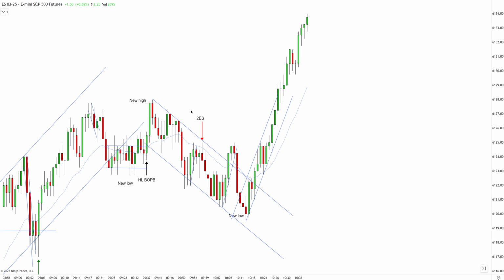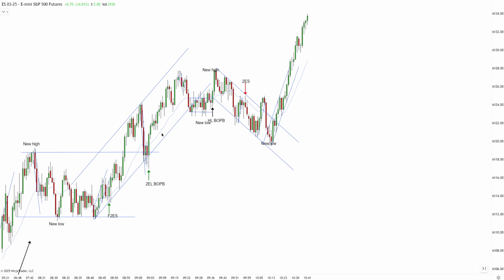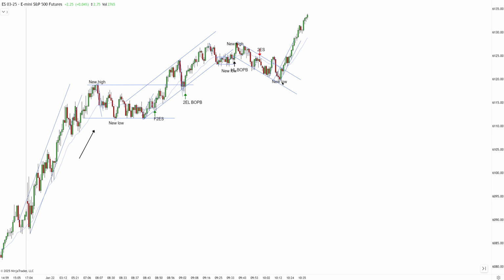So once I'm seeing this, I need to zoom out and I need to figure out what's happening. Why did we bounce here in no man's land? There's always a reason to price action, and it looks like the market is structured.